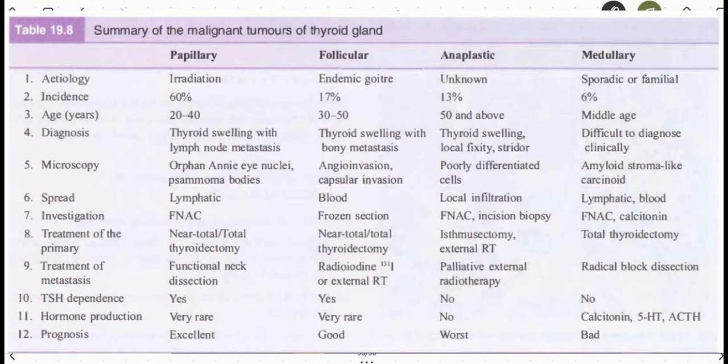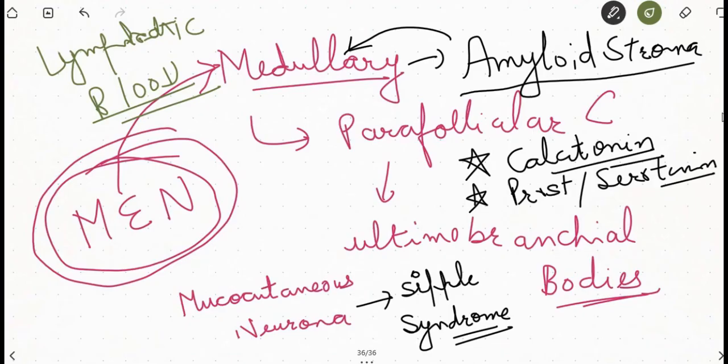The treatment for the papillary tumor is near total or total thyroidectomy. For follicular, it is near total thyroidectomy, whereas for anaplastic, the treatment is isthmusectomy, and for medullary, it is total thyroidectomy.